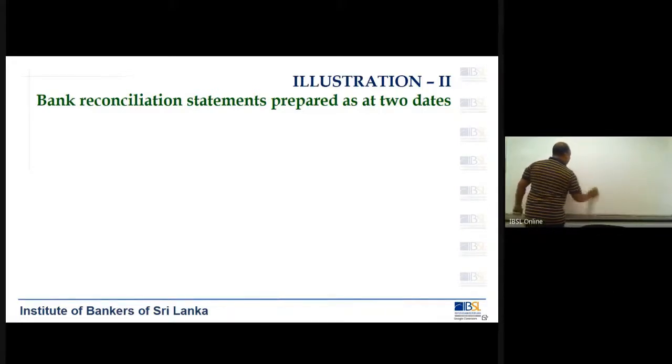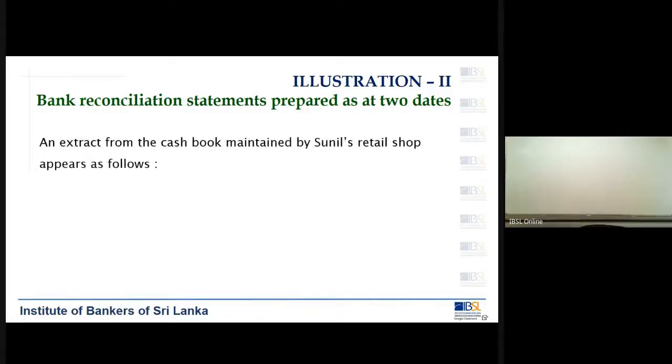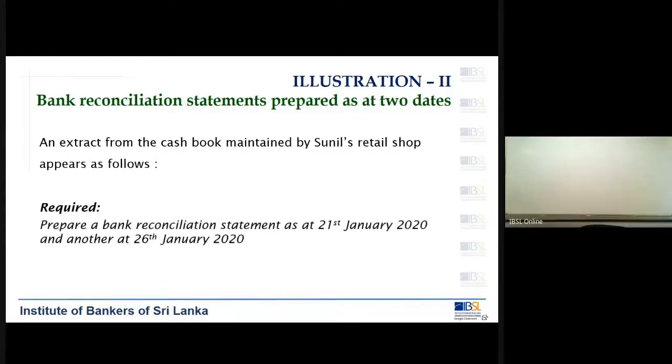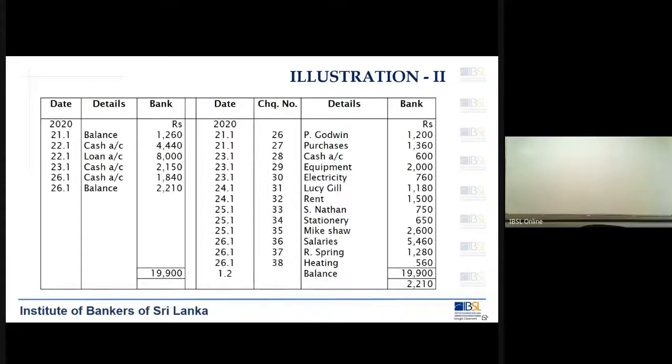What does it mean? An extract from the retail shop cash book is given, and you are required to prepare a bank reconciliation statement as at 21st January and also on 26th January. This is a little bit tricky question where you are required to do reconciliations pertaining to 2 particular dates using the same piece of information. And this is what the question is.